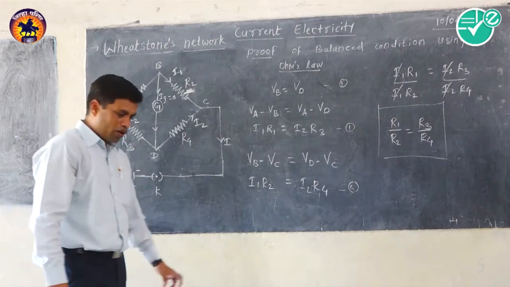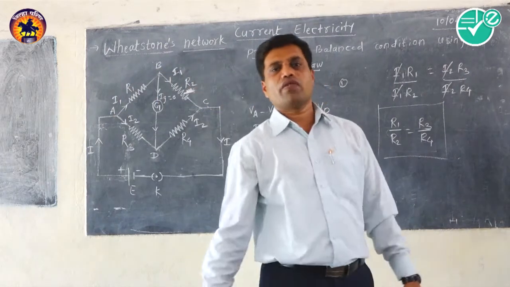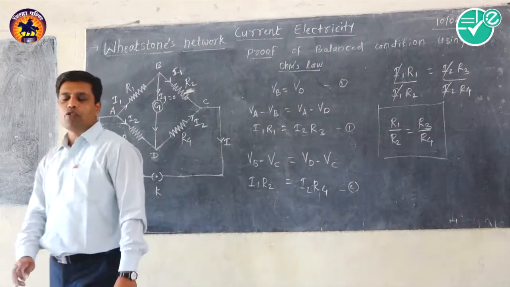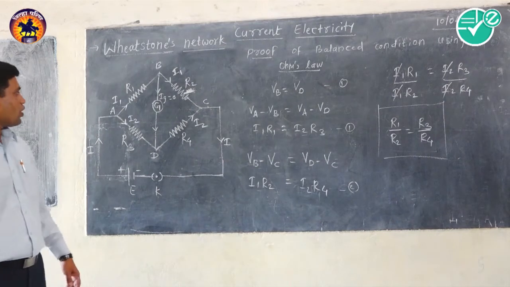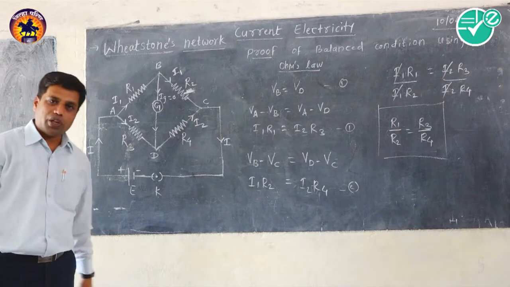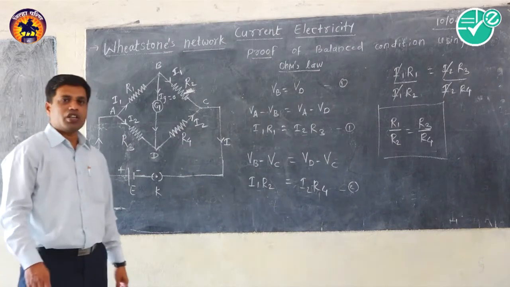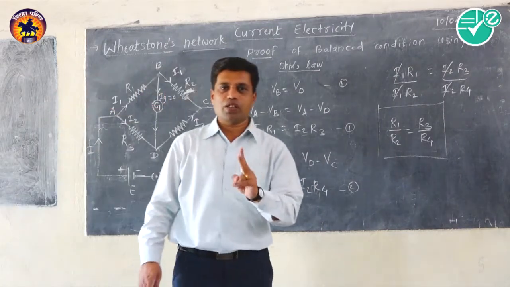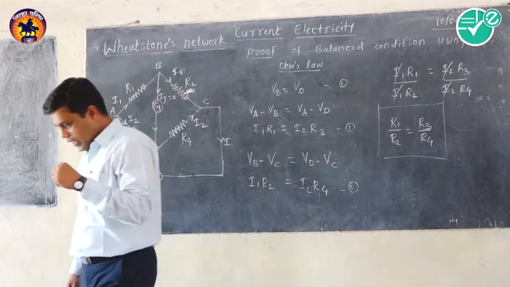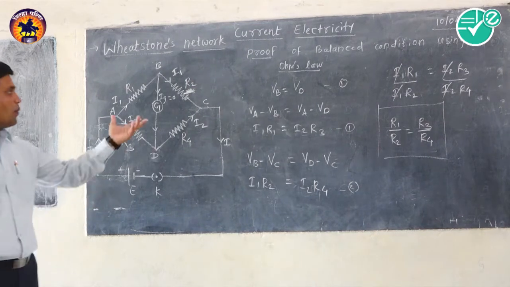So this is a very important aspect, that Wheatstone's network is used to determine the unknown resistance very accurately, and for that we have to balance the bridge, and when the bridge is balanced, we obtain this condition. We have taken the proof of this condition with two different methods. First proof we have taken with the help of Kirchhoff's voltage law, and second proof with the help of Ohm's law.